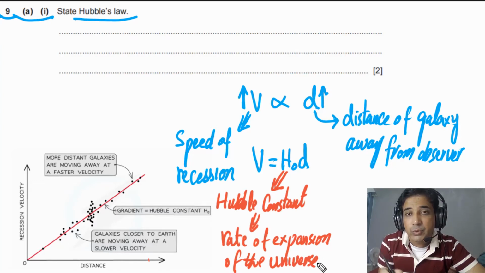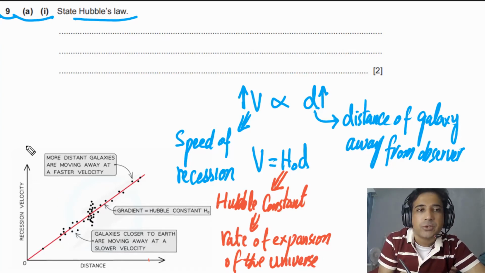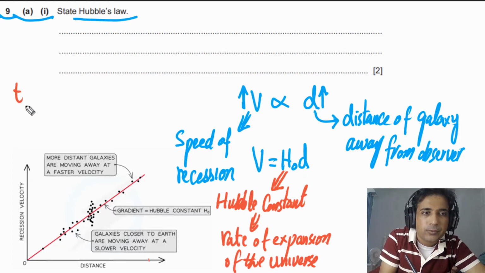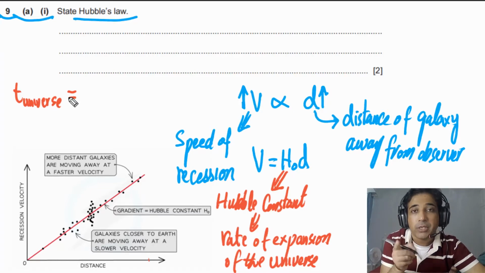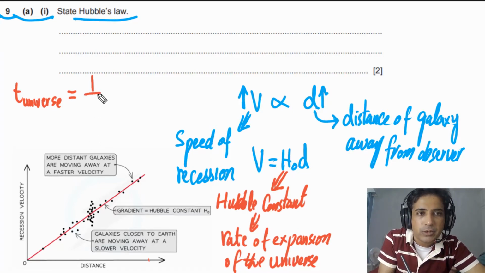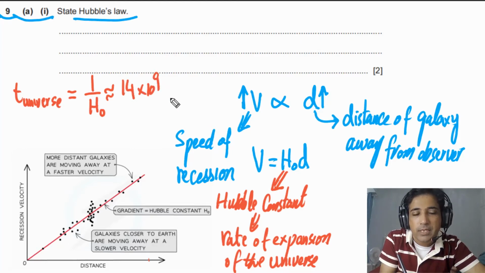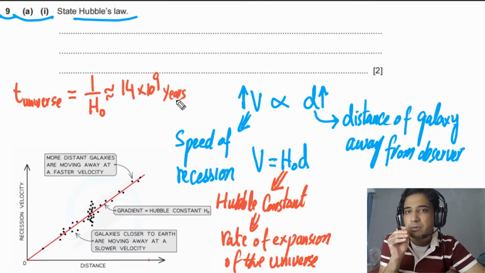And we can use H naught to determine the age of the universe. Simply we need to take the reciprocal of H naught. According to Hubble constant calculations, the age of the universe is about 14 billion years, meaning 14 times 10 to the 9 years. This is just an approximate value, not an exact value.